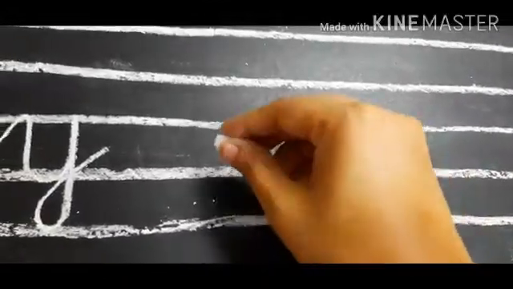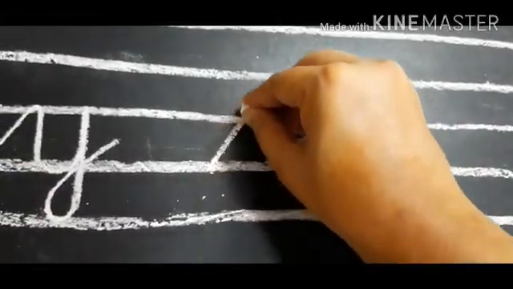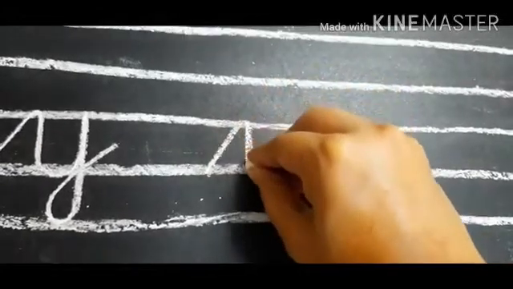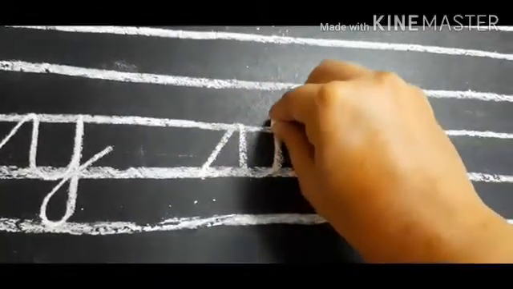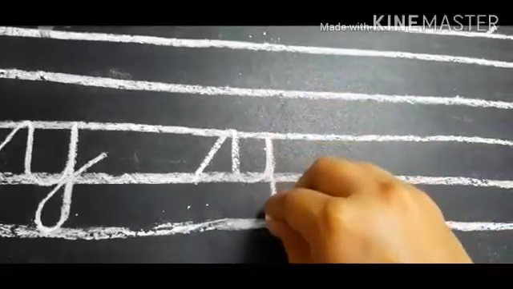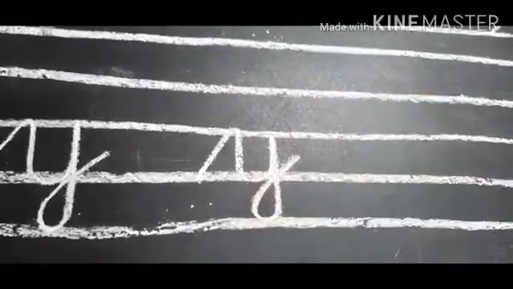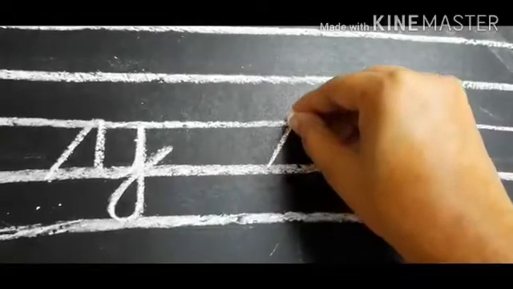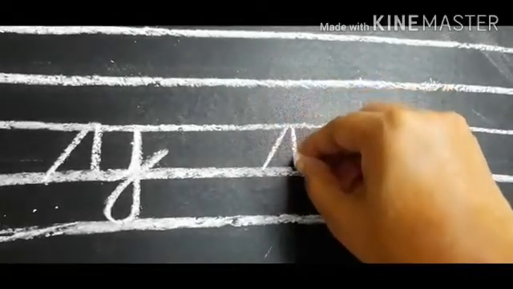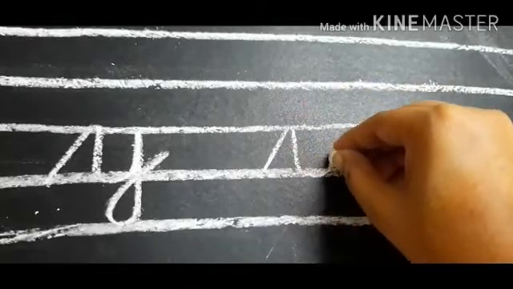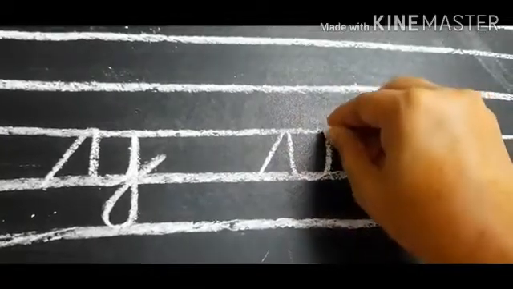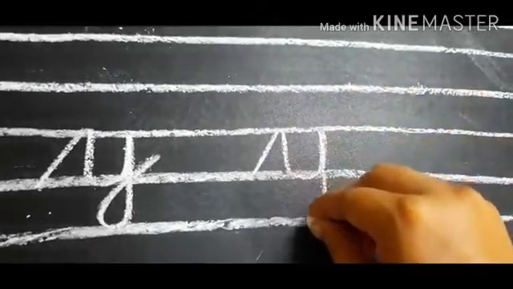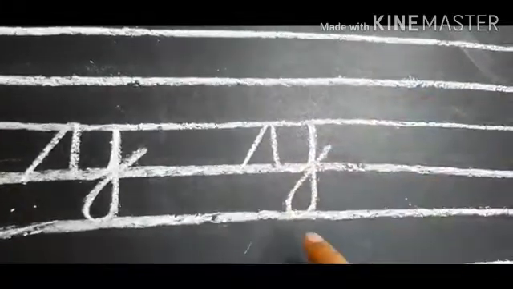From the third line, go slant, take a turn, come down, make a curve, go up, come down to the fourth line and then take a turn. Cursive Y. Look here once again. From the third line, go slant, take a turn, come down to the third line, make a curve, go up to the second line, come down to the fourth line and then take a turn. Cursive Y. Look here once again.